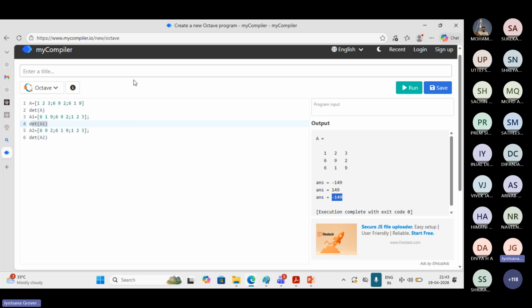All right, don't get bothered with all these. This is the matrix. You are separating the rows by a semicolon. So this is the first row. Semicolon means go to the next row. This is the next row. Then semicolon, next row.